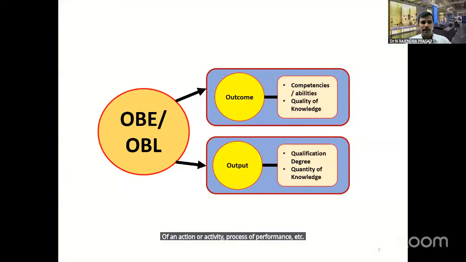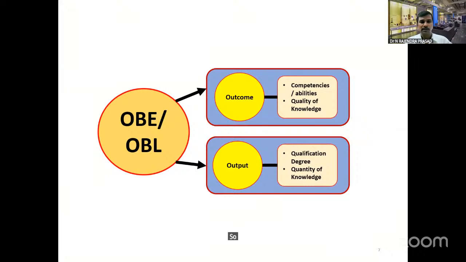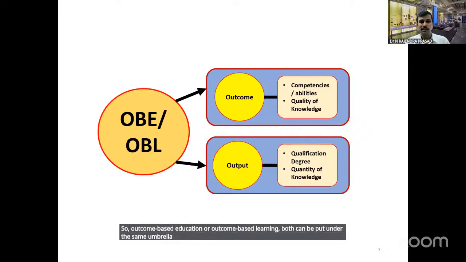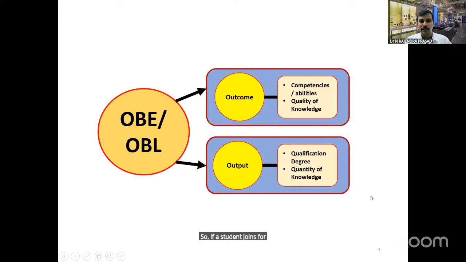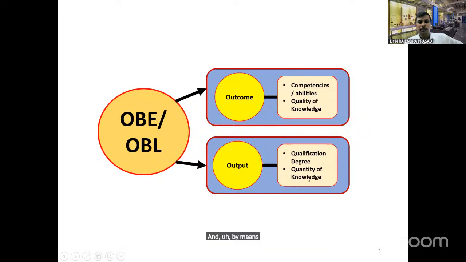There are two important terms you have to understand in outcome-based education. Outcome-based education or outcome-based learning, both can be put under the same umbrella in the outcome-based education framework. If a student joins for an undergraduate degree or a post-graduation degree or a doctoral degree or any diploma or postgraduate diploma, whatever it is, the outcome is going to be simply a sheet of paper, that is the marks card. And by means of the marks, we express what quantity of the knowledge he has got. That may not be true sometimes.